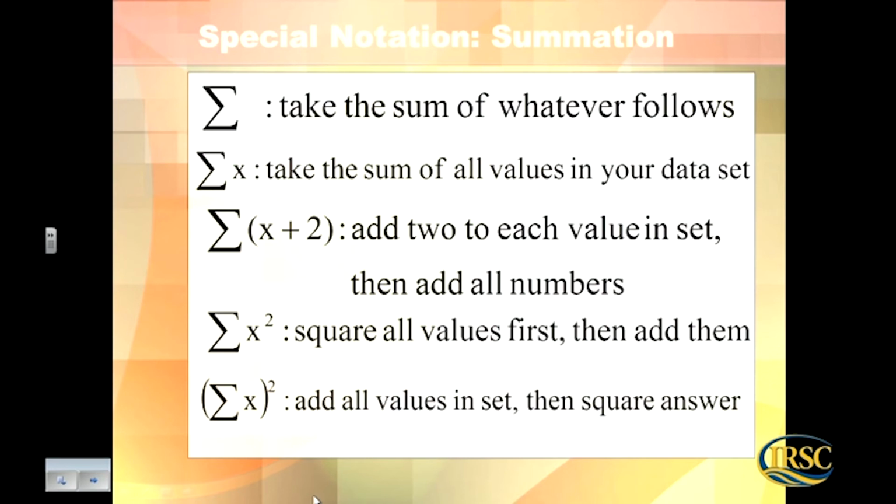So if you have sigma x with parentheses around it and then squared, well, order of operations is important. So for this one, it says add up all your numbers first and then square your result. So if we add up 3, 10, 10, 10, and 117, that'd be 150, and then square 150.